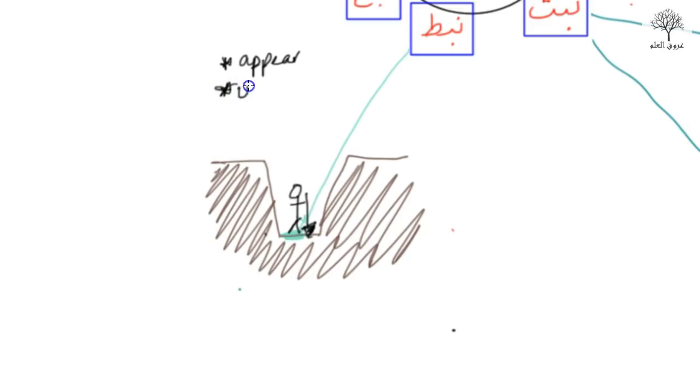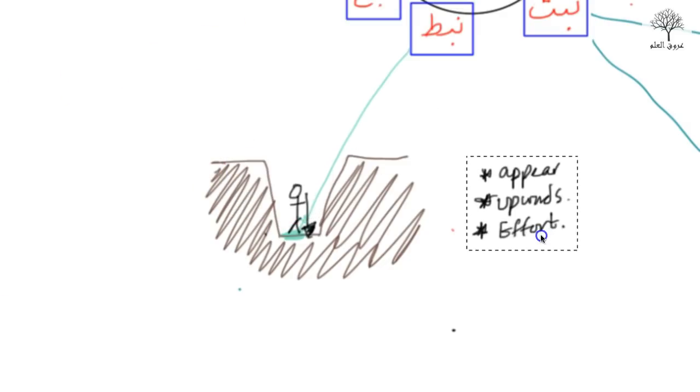Okay, another meaning over here is the meaning of upwards. Another meaning of the word nabat here is effort. Yeah, that's crucial. So there's a lot of effort that goes into it before that water is found. Someone's got to dig it.